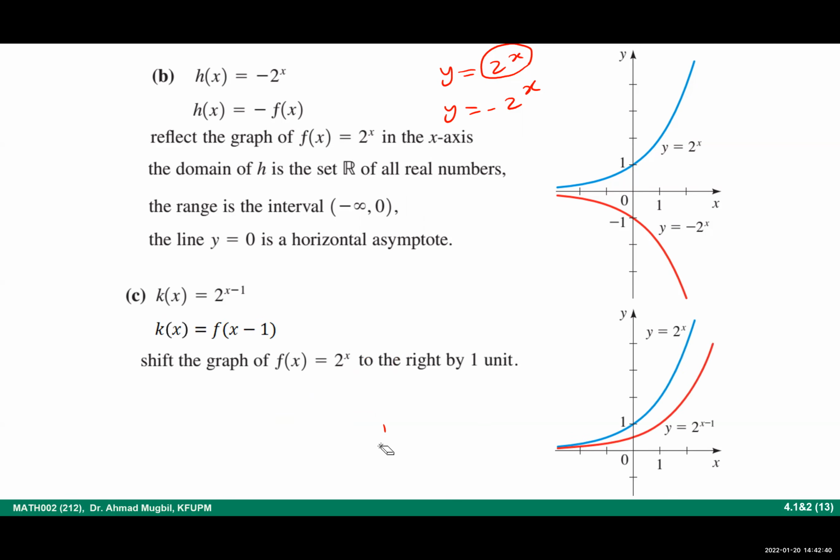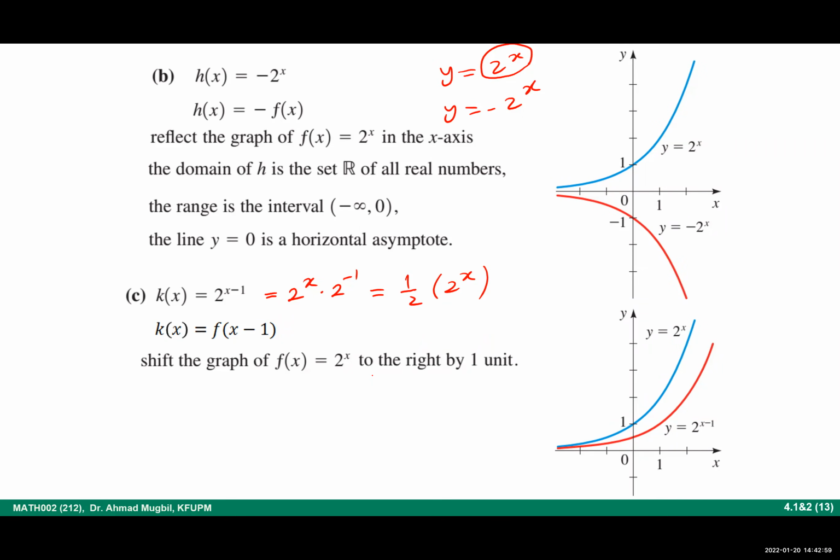Do you notice something also? You can think about it in a different way. 2 to the power x minus 1 is just 2 to the power x multiplied by 2 to the power negative 1. Is that right? So this is in fact a half multiplied by 2 to the power x. So it is the same as the graph of the function 2 to the power x multiplied by a half.